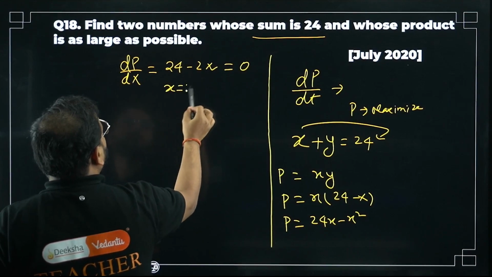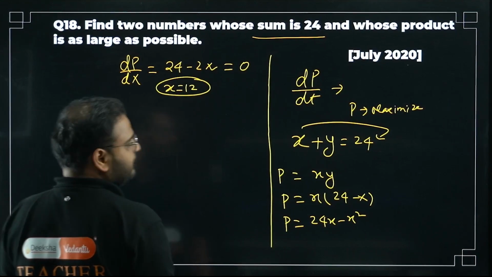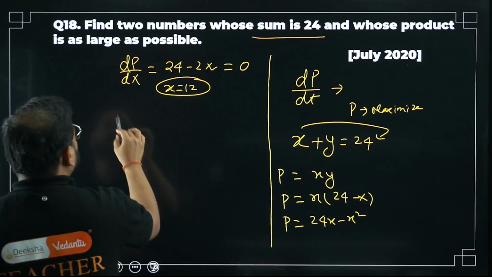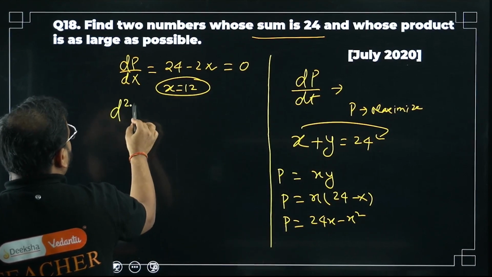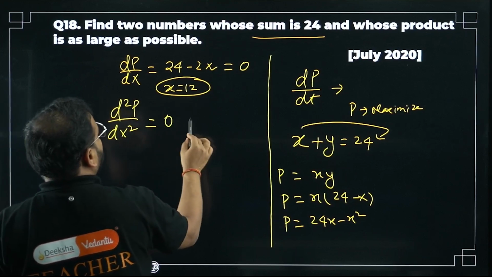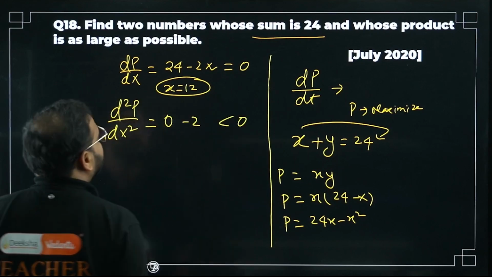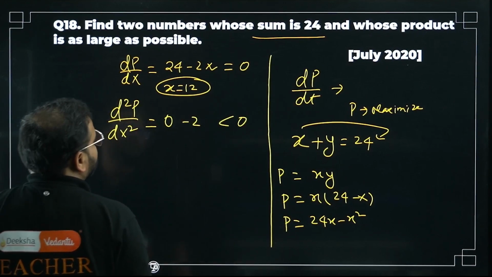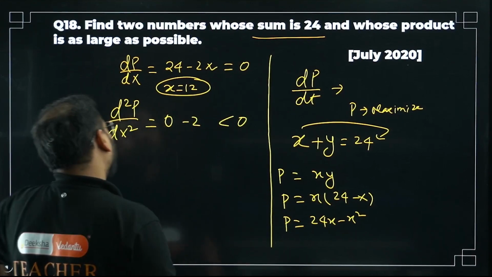X is equal to what? 12. Check the second order derivative to find the point of maxima: d square p upon dx square. This is going to be minus 2, which is less than 0. Less than 0 means what? Point of maxima.